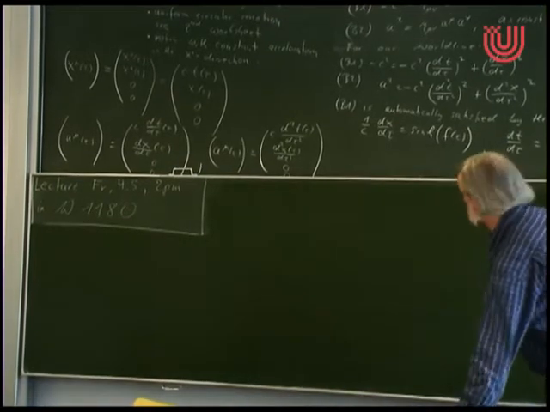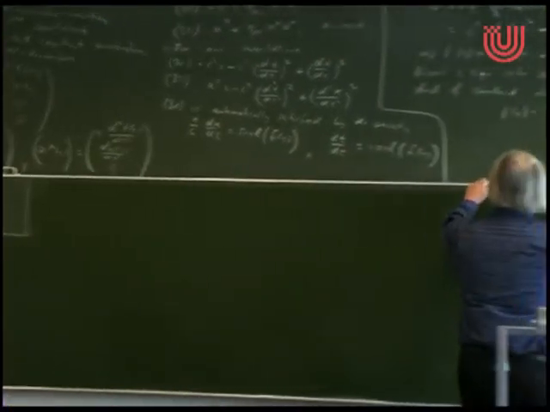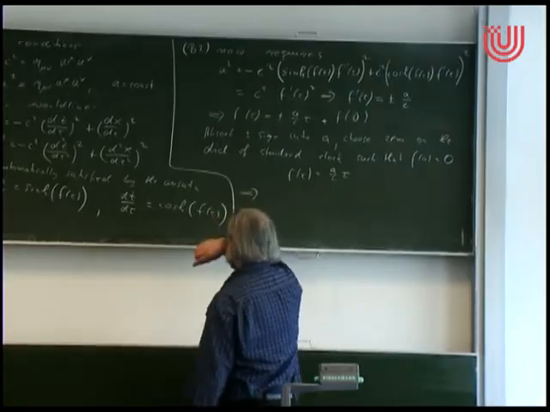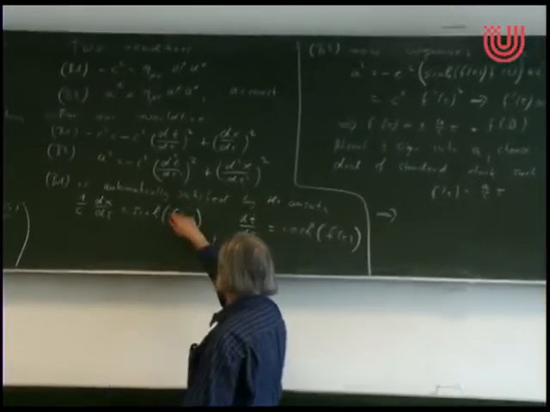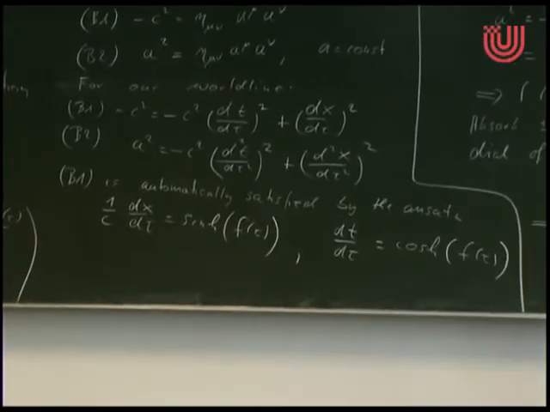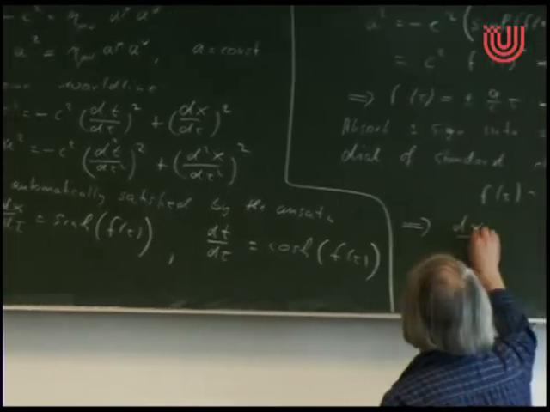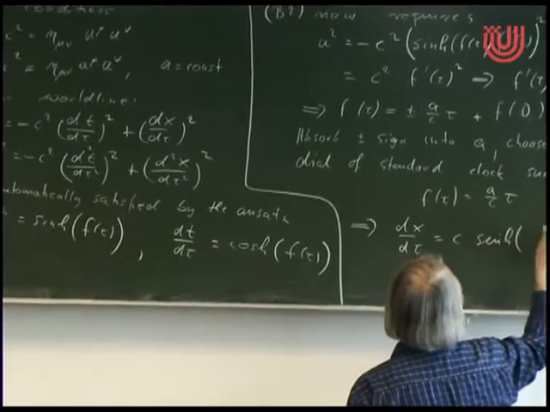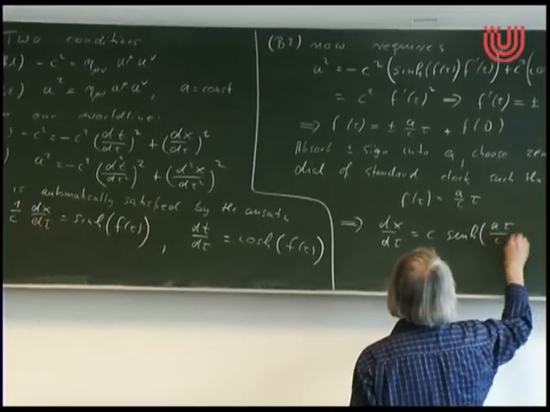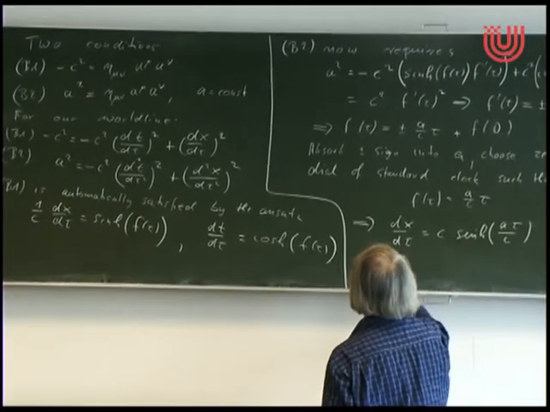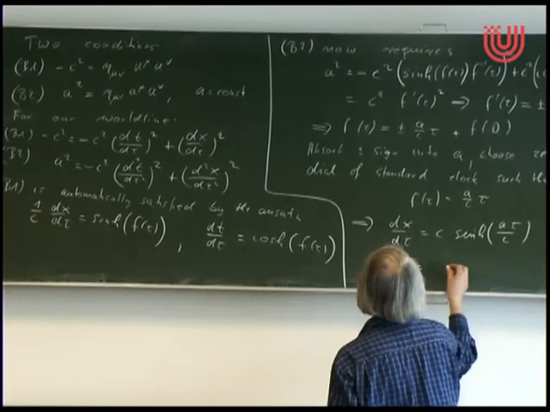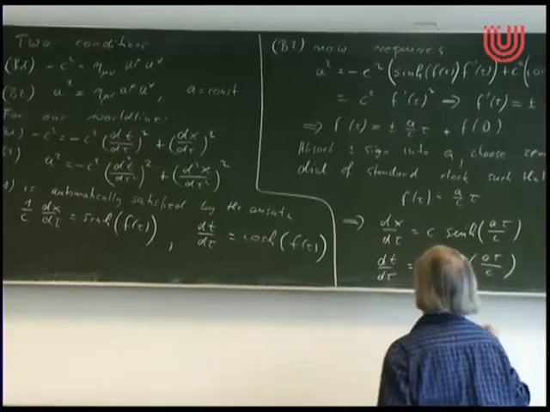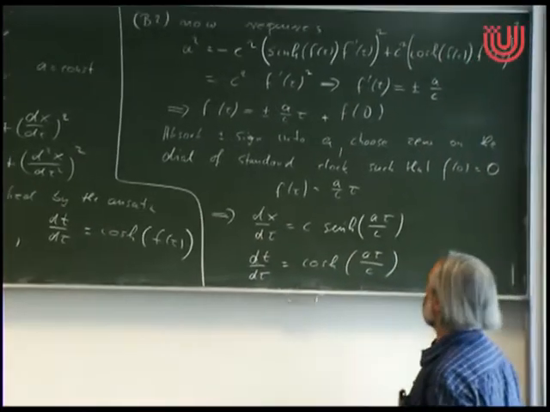So maybe I can use this space here a little bit. This was our function f of tau, which we have now determined. So I have now dx by d tau is c times sinh of a tau over c, and dt by d tau is cosh of a tau over c. And of course, this can be easily integrated.